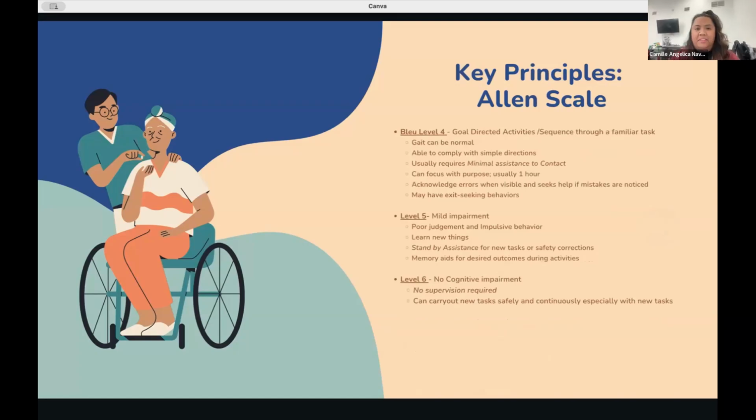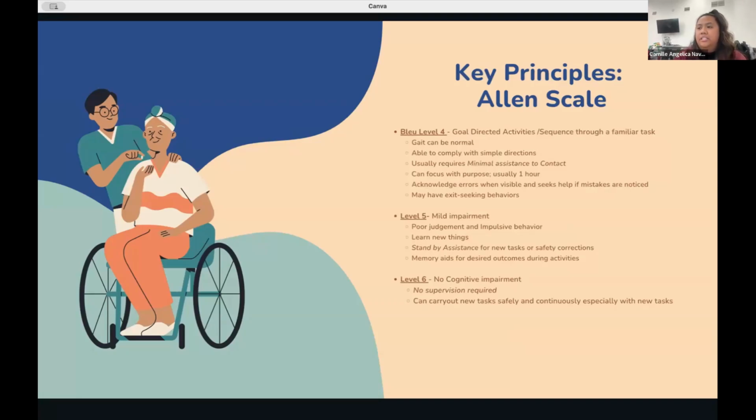And then level 4, blue, is about goal-directed activities and sequence in using familiar tasks. They also acknowledge visible errors and seek help if they notice that they have mistakes. They also follow simple instructions, however, it requires minimal to contact assistance, and they're able to sustain their attention for about 1 hour. And level 5 is mild impairment with standby assistance for new tasks.